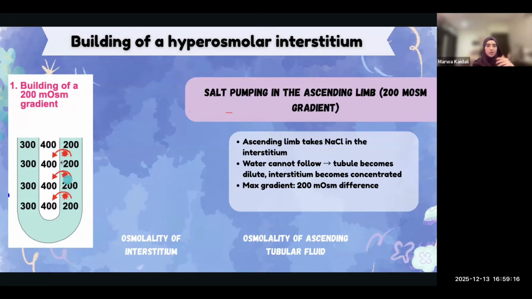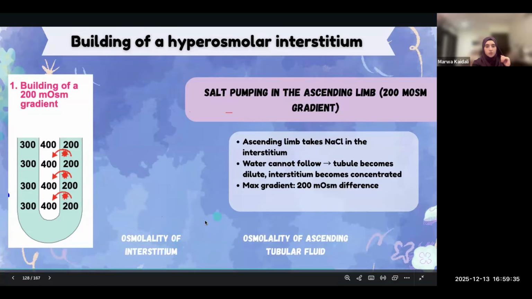And how is this made? By the reabsorption of sodium chloride, because we said in the ascending limb we can only reabsorb sodium chloride. So we're going to reabsorb sodium chloride, and this is going to give 100 milliosmoles to the interstitium, making it 400. So now we're building a 200 milliosmole gradient difference between both of these. So now can anyone compare the osmolality of the interstitium compared to the osmolality of the ascending tubular fluid?